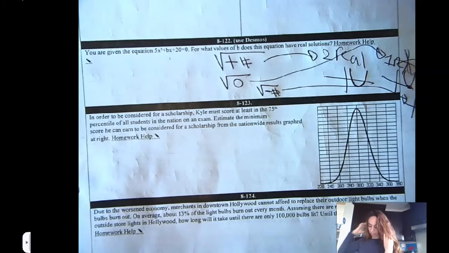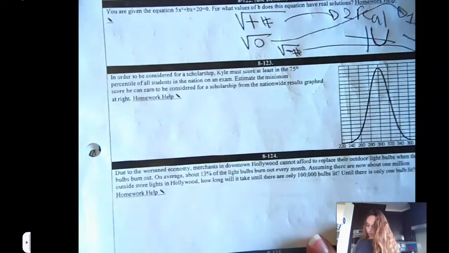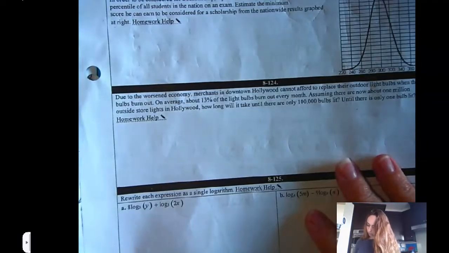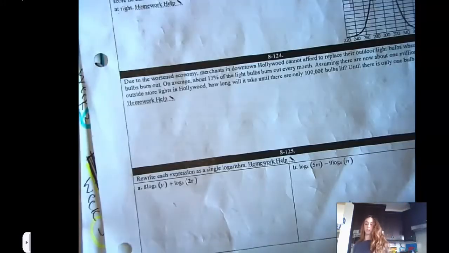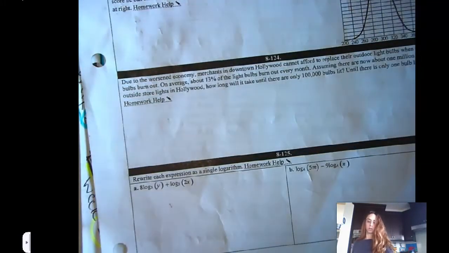Let's see, estimate the minimum score. You can read that and figure it out. This one, use homework help if needed. This one, simplify logs. Okay? So you really only have 2 homework assignments for the week. So please, ladies and gentlemen, make it happen.